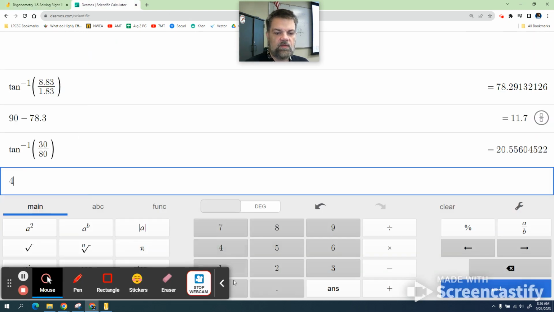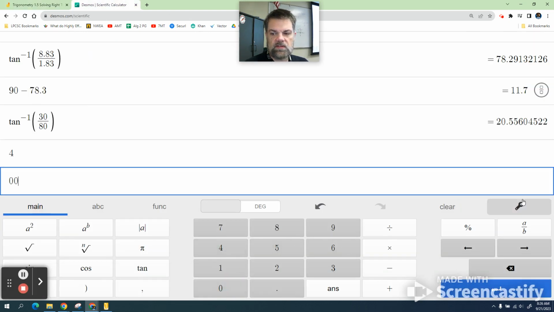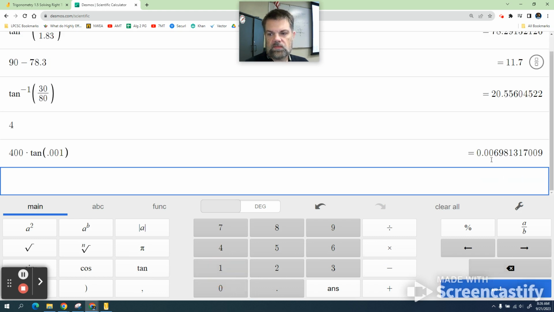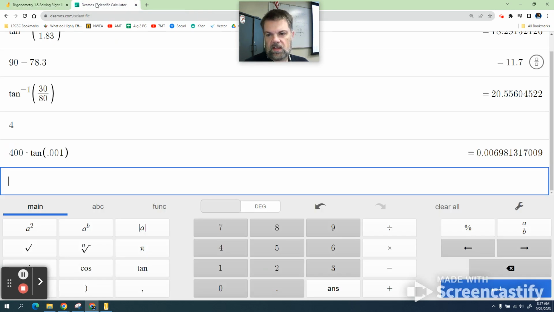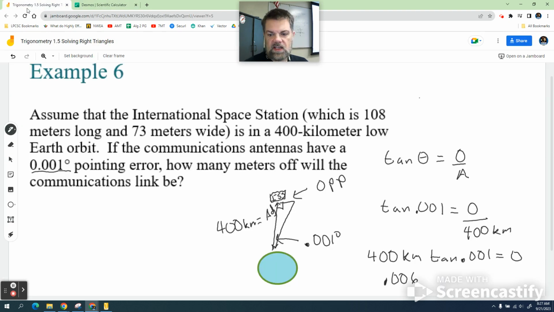So I'm going to say 400, oops, let's clear this out. 400, oops, why does it keep doing that? 400 times the tangent of 0.001. And so that would be 0.0069 kilometers. So it would be 0.0669813.